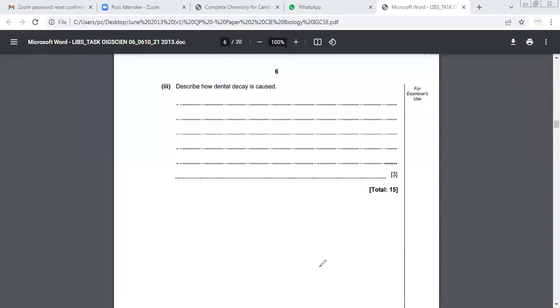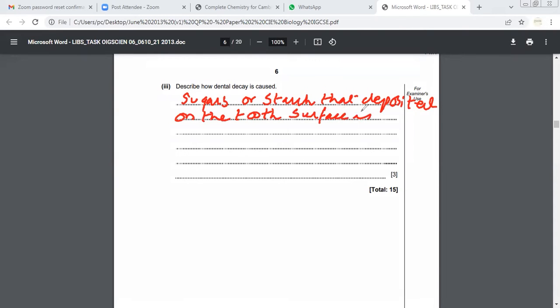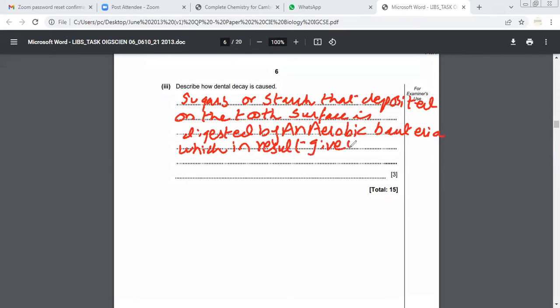Okay, another question is describe how dental decay is caused. Sugars or starch that are deposited on the tooth surface are digested by anaerobic bacteria, which in result gives lactic acid.